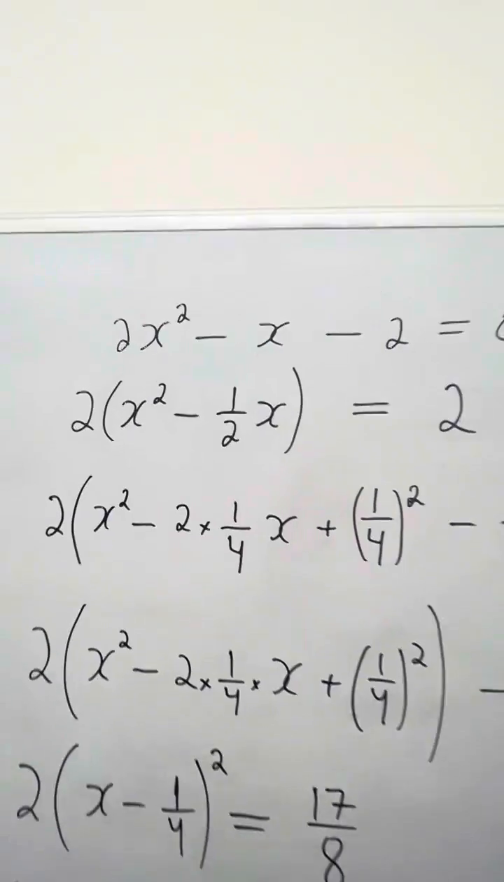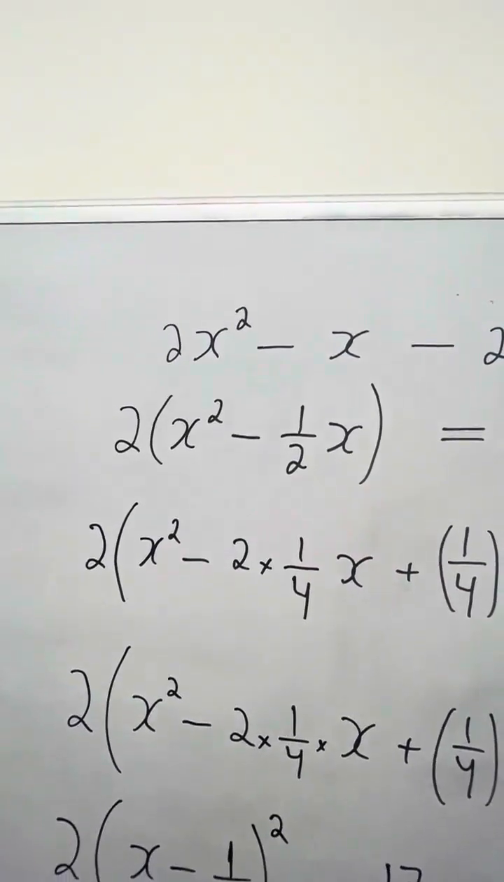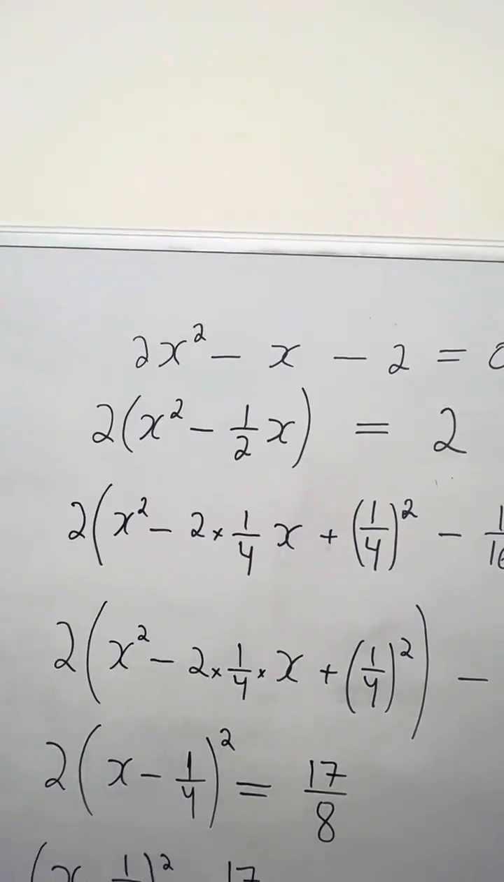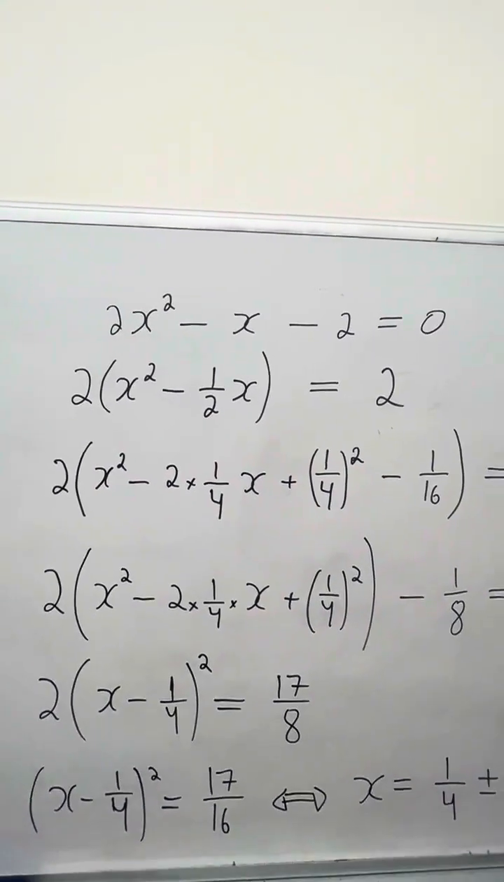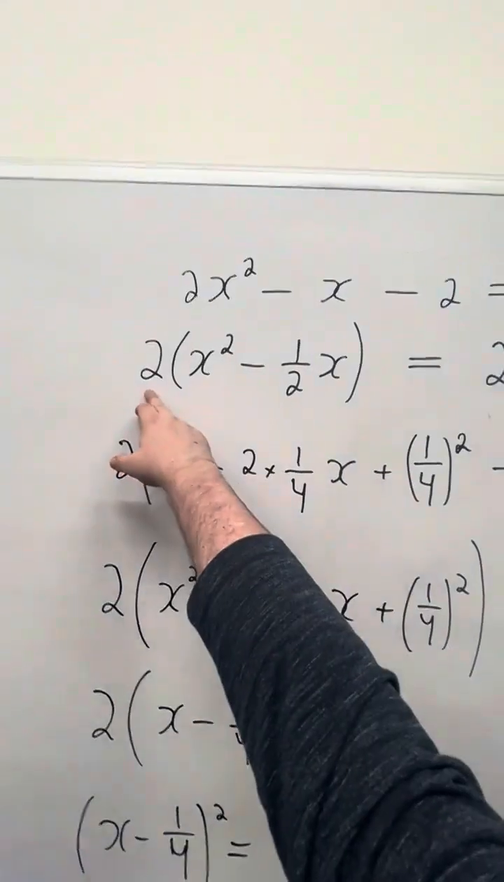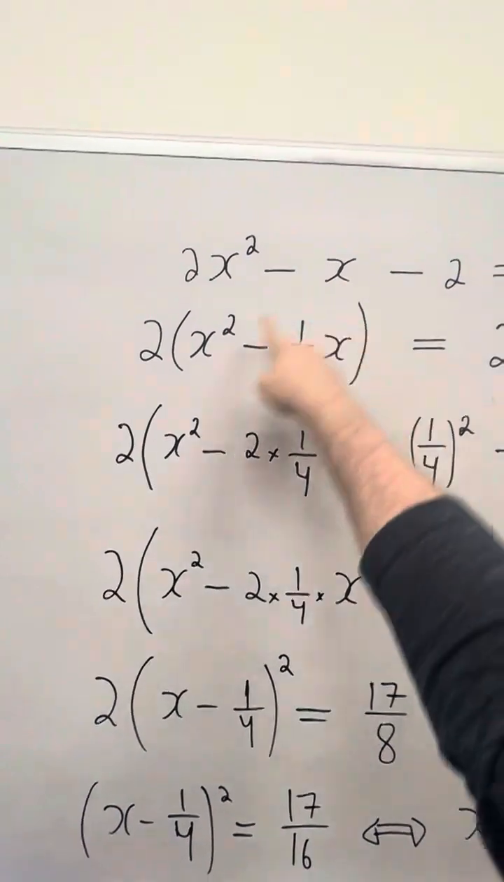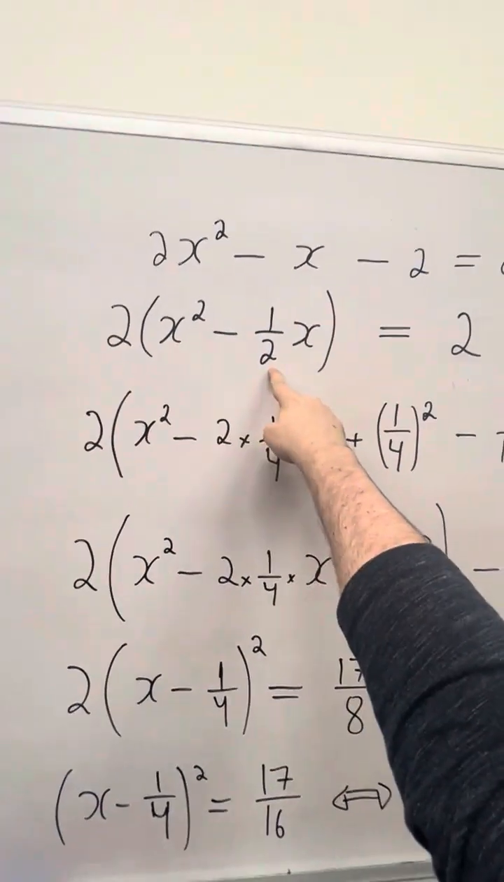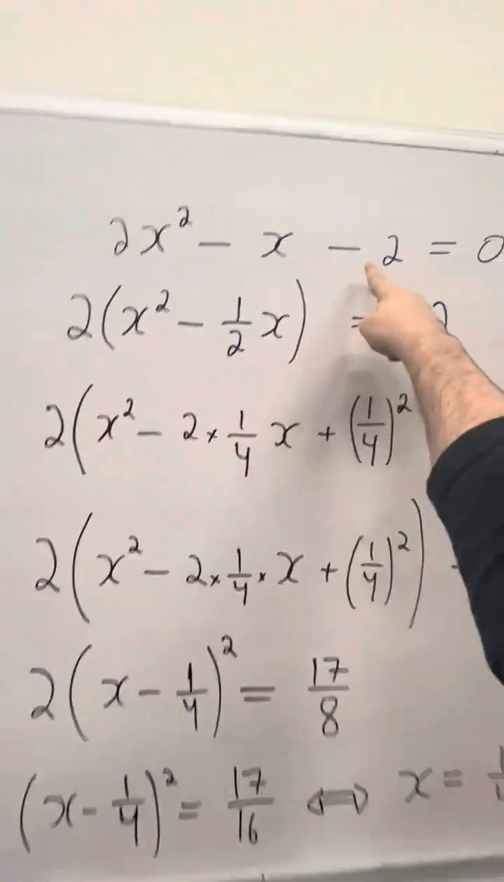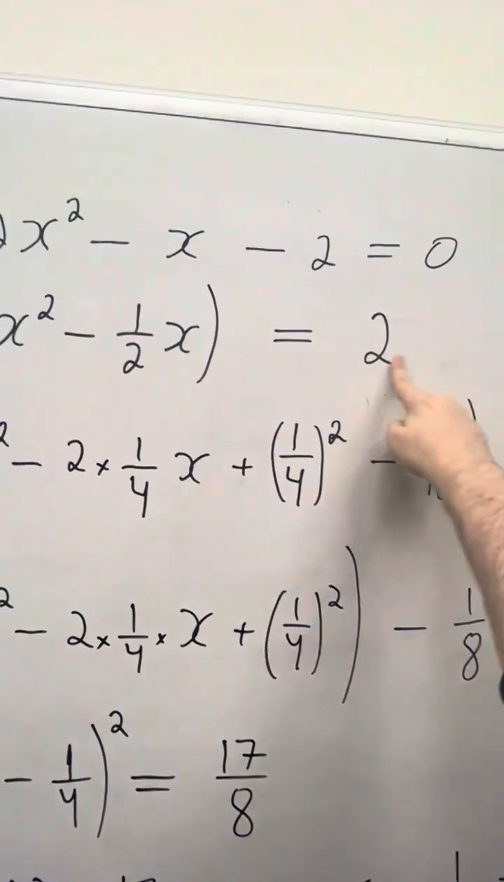Another example. What if I have something like that? 2x squared minus x minus 2 equals 0. Well, I put the 2 in evidence in these first 2 terms. So minus x is 2 times minus 1/2 of x. And this 2 here is pushed to the right-hand side.